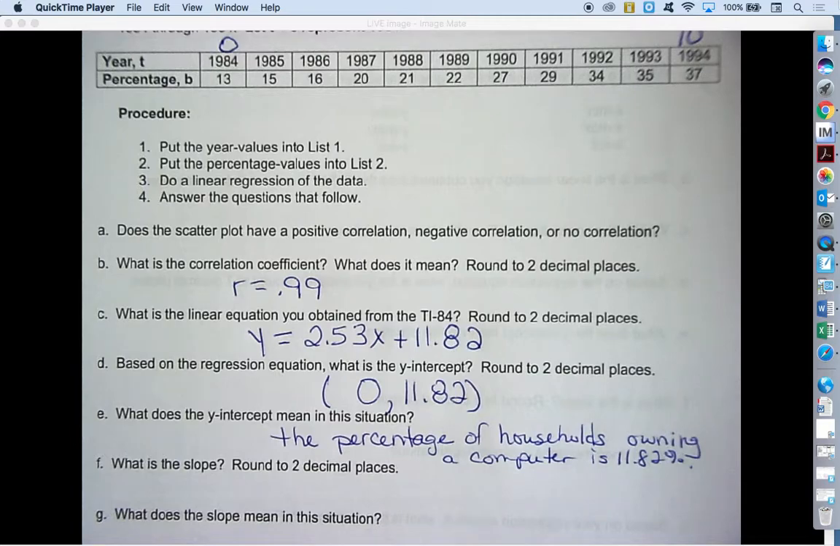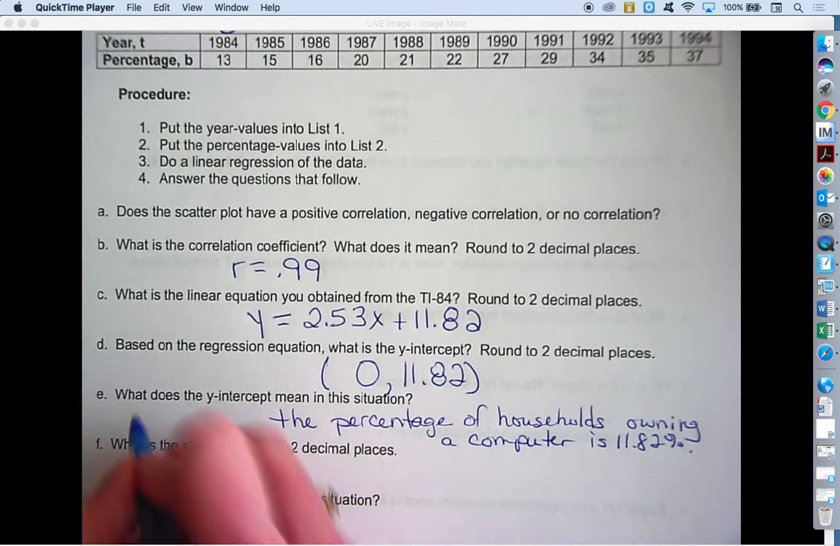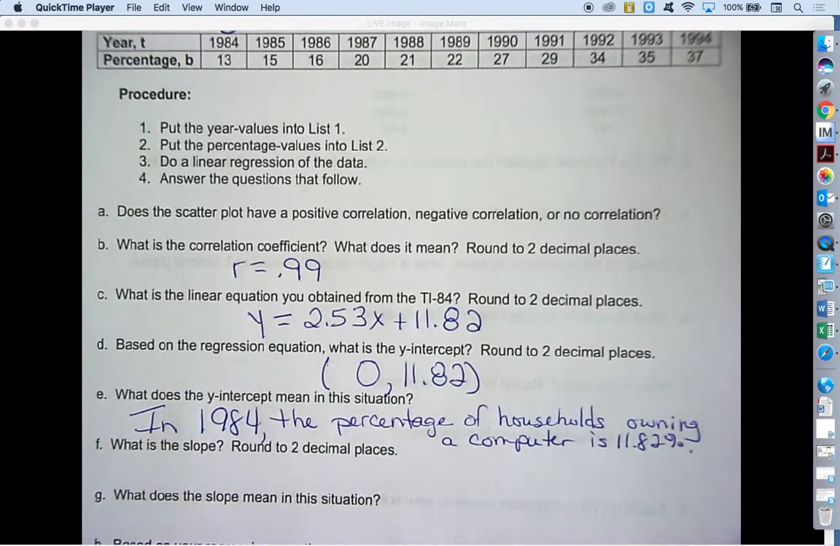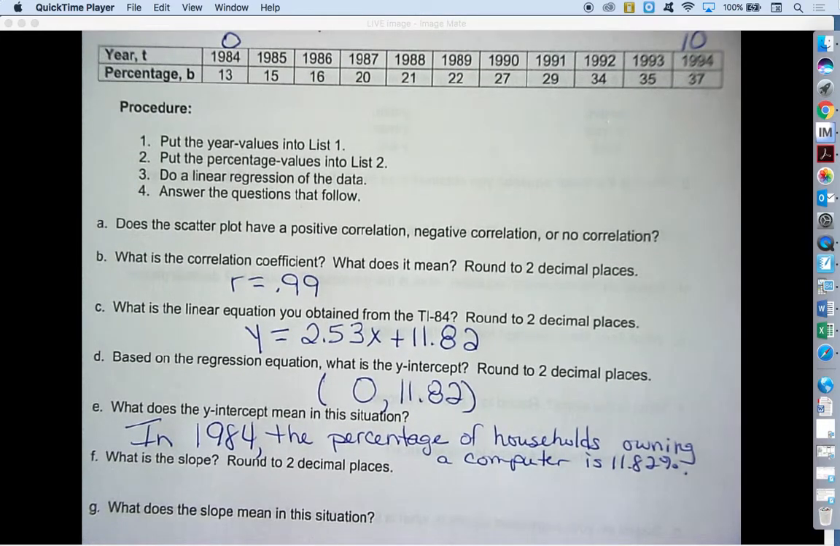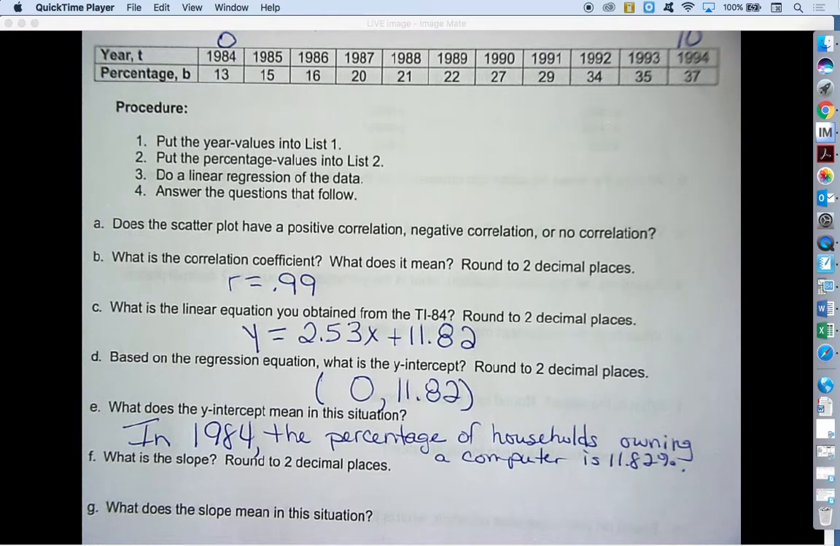Okay, so she said at 0 years, the percentage of households owning a computer is 11.82%. I didn't include the "at 0 years." What year is actually the 0? 1983? Yeah, 1984. So in 1984, instead of saying 0, take the 0 and translate it back into the year that it represents. So in 1984, the percentage of households owning a computer is 11.82.